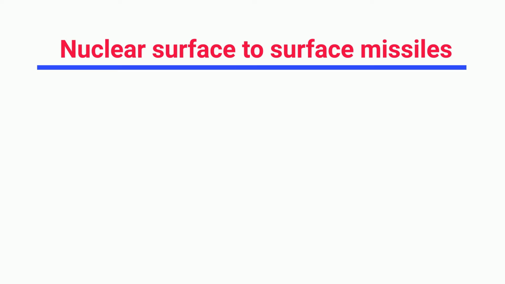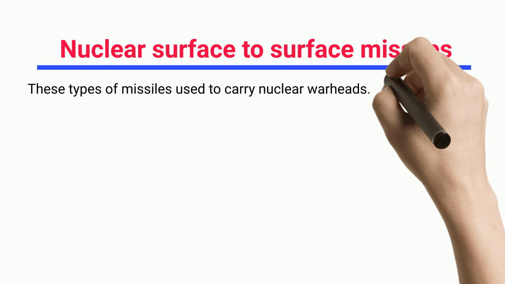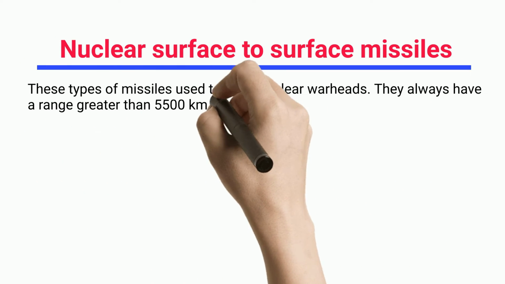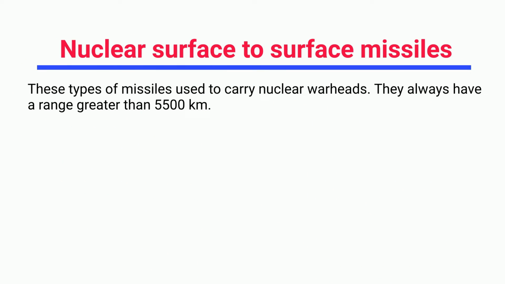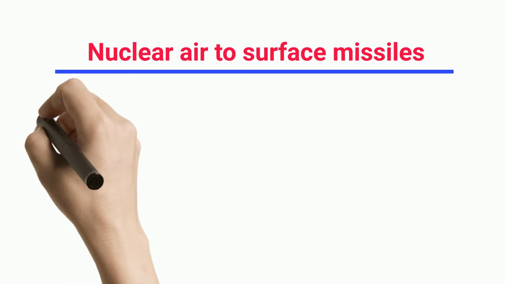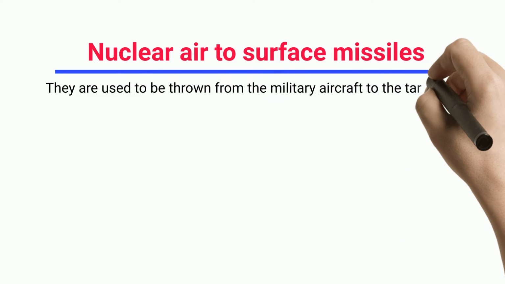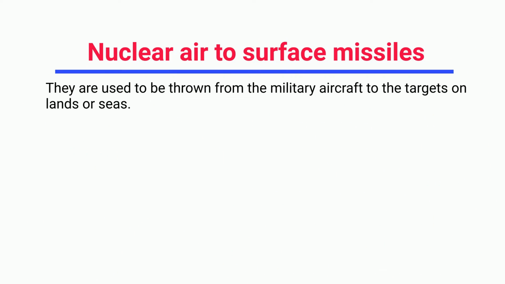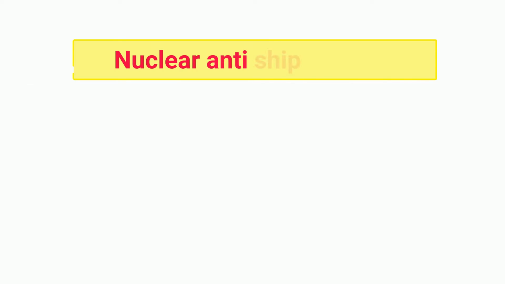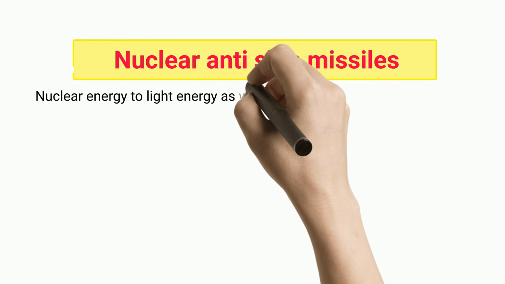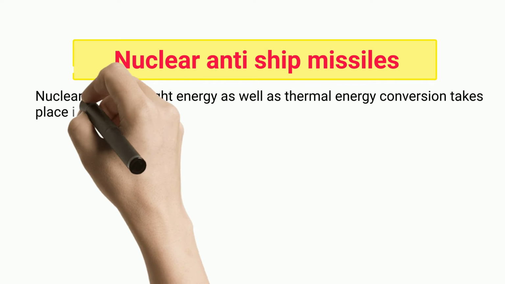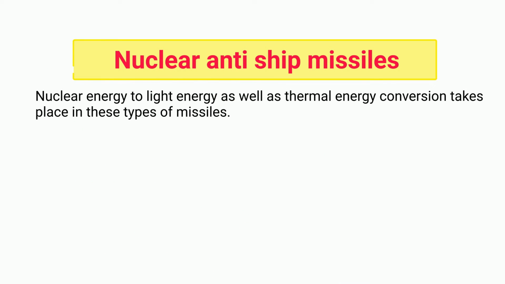Nuclear surface-to-surface missiles. These types of missiles are used to carry nuclear warheads. They always have a range greater than 5,500 kilometers. Nuclear air-to-surface missiles. They are used to be thrown from the military aircraft to the targets on lands or seas. Nuclear anti-ship missiles. Nuclear energy to light energy as well as thermal energy conversion takes place in these types of missiles.